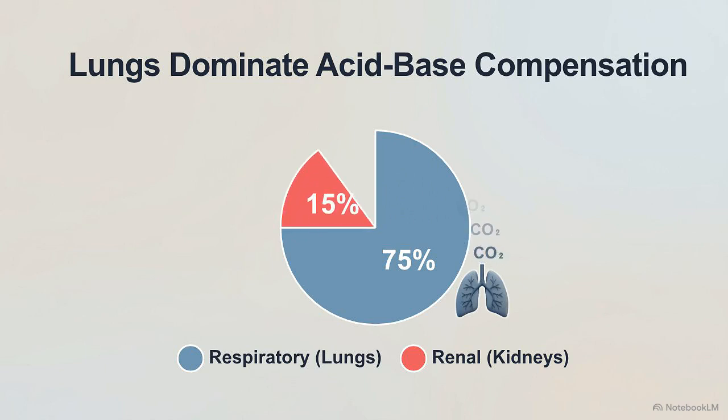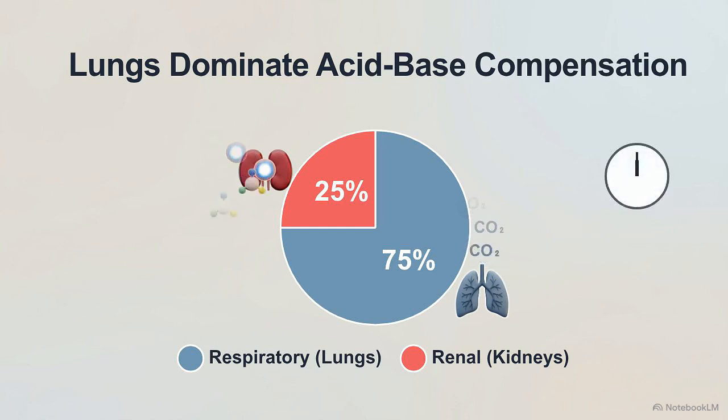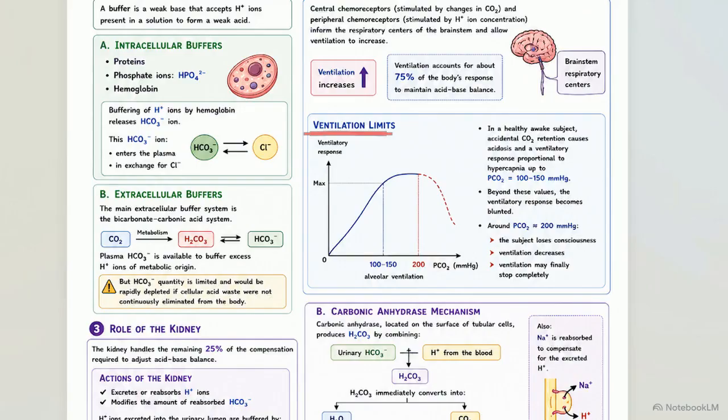The heavy lifting is finished by the slow but essential renal response. The kidneys excrete lingering hydrogen ions and reabsorb bicarbonate, managing the final 25% of compensation during a cycle that peaks at 48 hours. This graph illustrates a flaw in our fastest physiological defense.